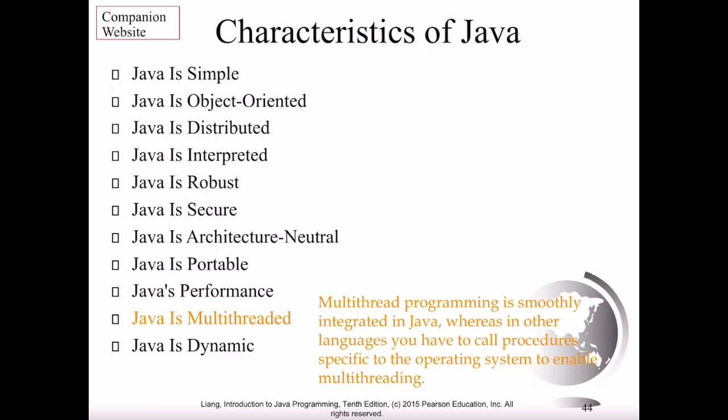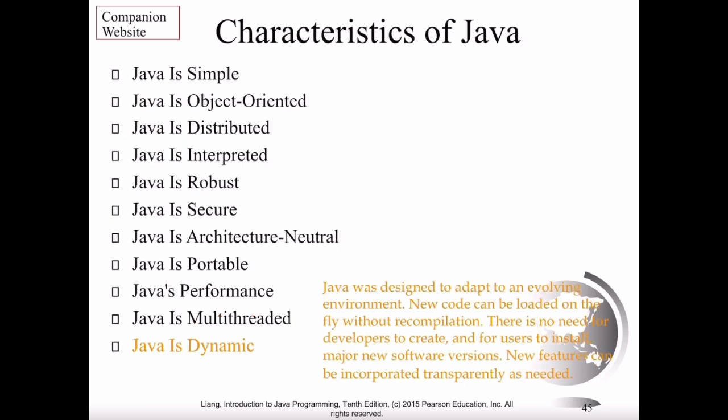Java is multi-threaded. What is a thread? A thread is lines of code. So you can mix many functions and send jobs at the same time. Java is dynamic. You don't need to revise the whole code. You only need to add the new lines of code.